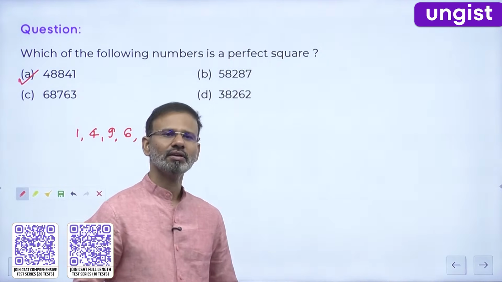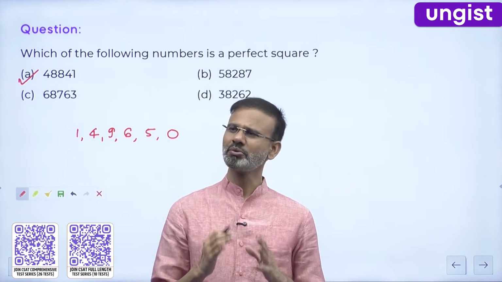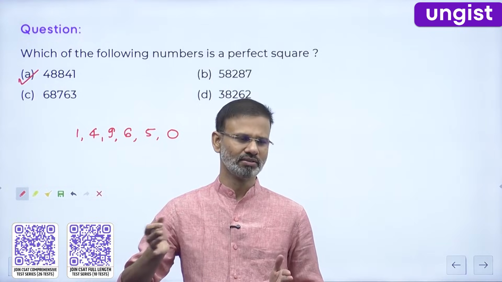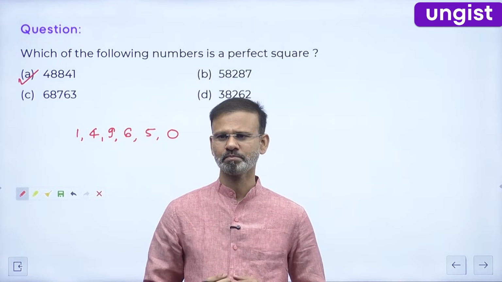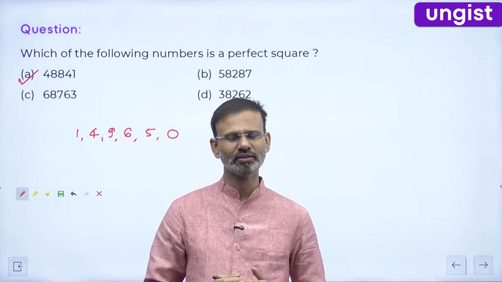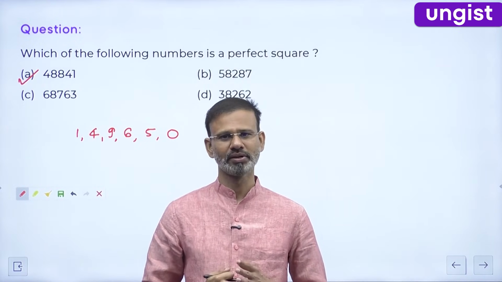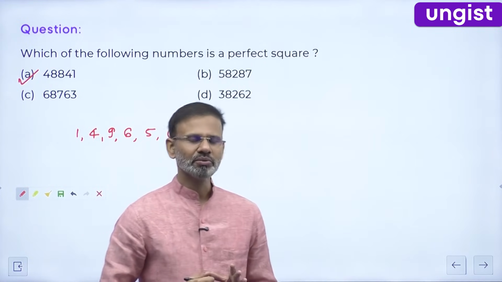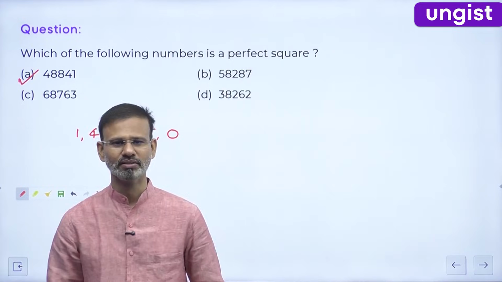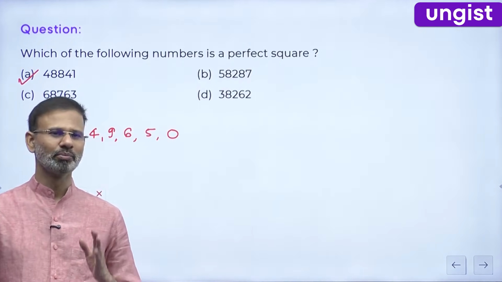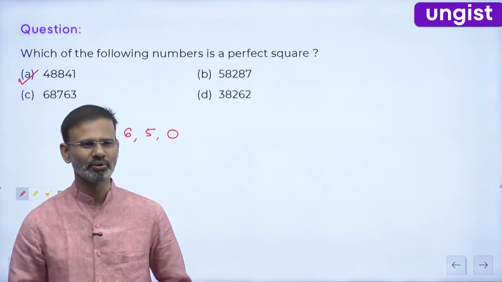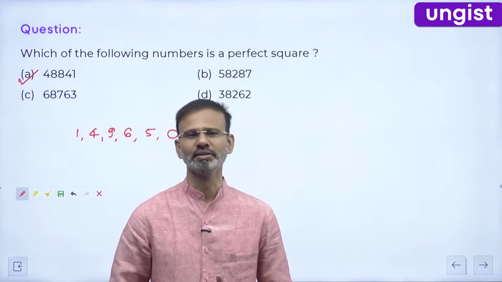Fine. Acha, can you tell me, up to which number do you know the perfect squares? You know the perfect squares till which number? 15? Okay. Friends, let me tell you, you should know perfect squares till 30. You should remember the perfect squares till 30. Right? You should know them. Okay, everyone? Perfect squares till 30.